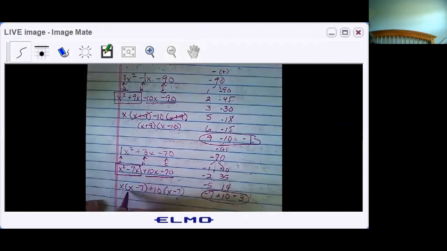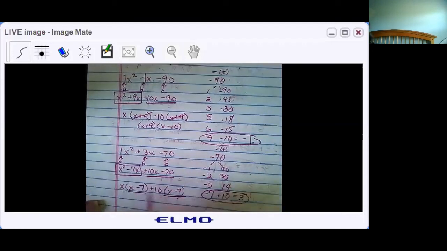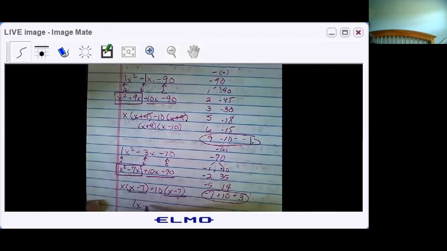Now let's look. I have an x minus 7 here, x minus 7 here. So I'm going to take that out. And what do I have left behind? I have x plus 10.